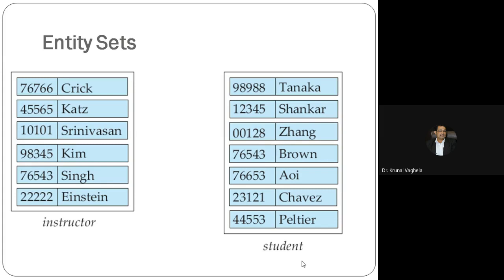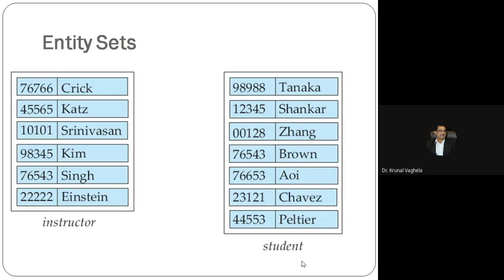Now in student, what are the entities? Every row, right? Tanaka, Shankar, Zhang, Brown, Oi, Chavez, and Peltier. All these are different entities. Why are they in the same group? Because all these are students. Now you can see a student cannot be part of the instructor entity set and an instructor cannot be part of the student entity set.